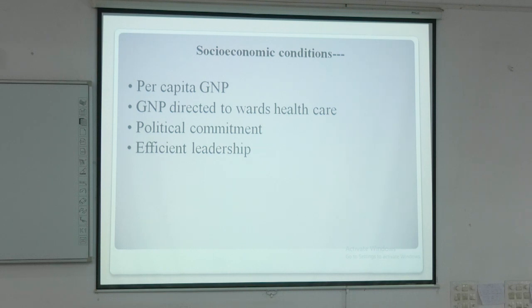And now, what is socio-economic condition? That means per capita GNP directed towards healthcare, political commitment and efficient leadership. আমাদের সময় হয়ে যাচ্ছে, তবু আমি একটা লাইন এখানে বলবো তোমাদেরকে। Political commitment and GNP directed towards healthcare.